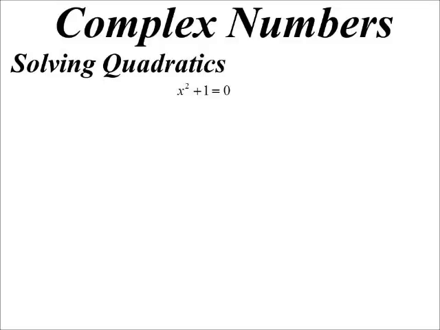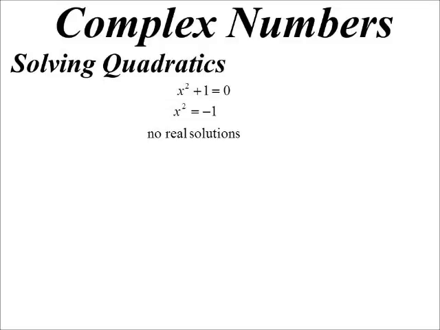So complex numbers were another solution to a problem. It was solving this equation, x squared plus 1 is equal to 0. Well, okay, it's a quadratic. We know how to solve that. Move it to the other side, and we have this problem. We have no solutions using the numbers that we knew.